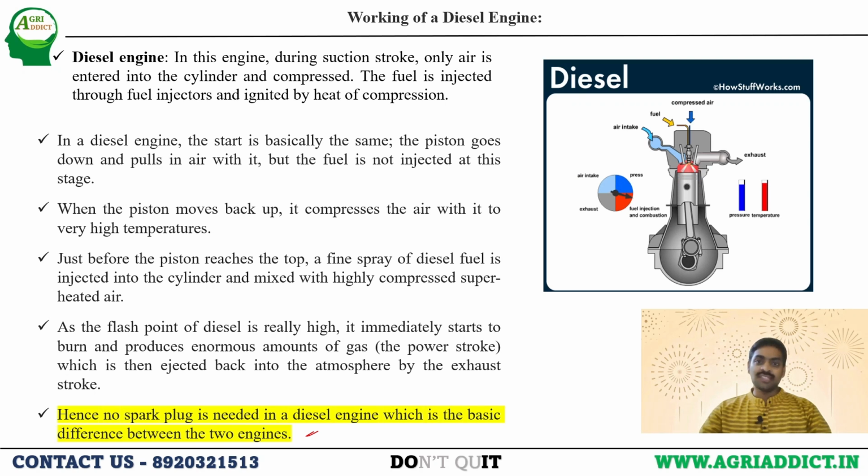And next, talking about the diesel engine, as I told, the spark plug is not at all present, because when the piston is compressing the fuel mixture, that energy itself is sufficient to ignite the fuel in case of the diesel engine. But in case of the petrol engine it was not the case, because the compression pressure present in the petrol engine was not sufficient to ignite the fuel. So there the spark plug's help was taken, whereas here it is not taken. So it is the major difference between the diesel engine and the petrol engine.